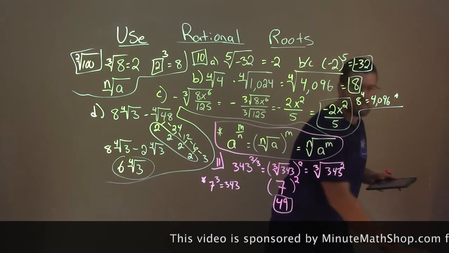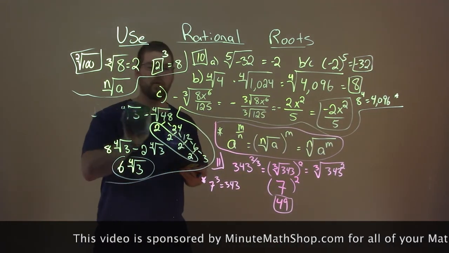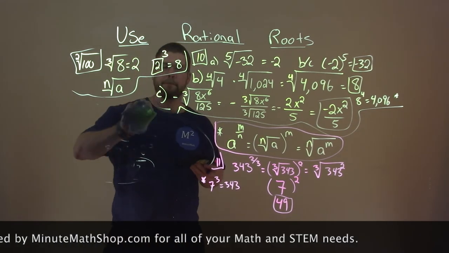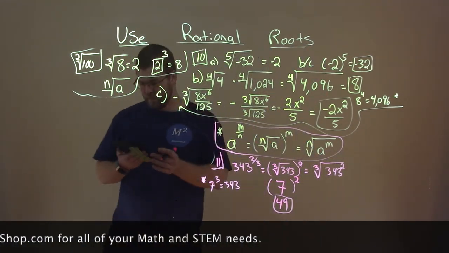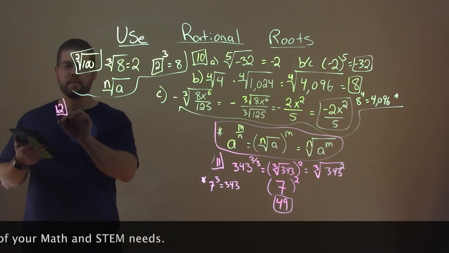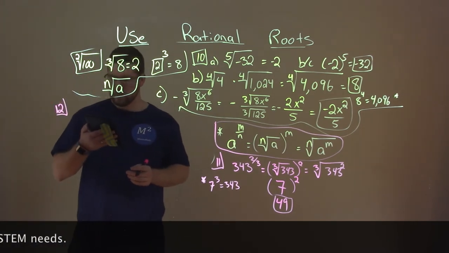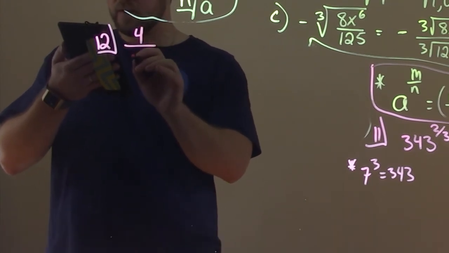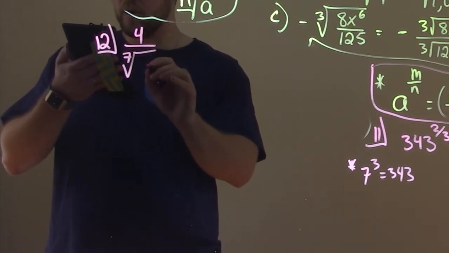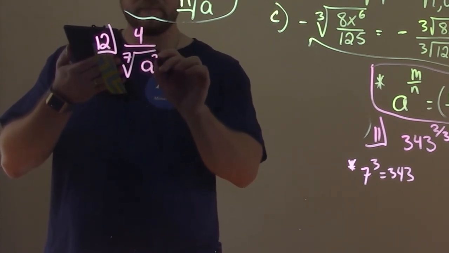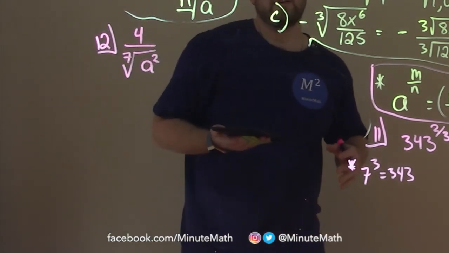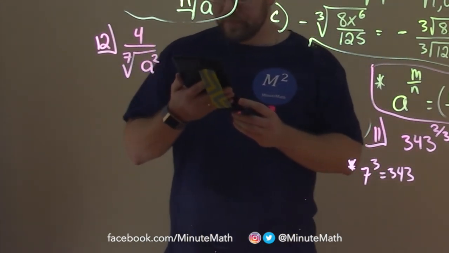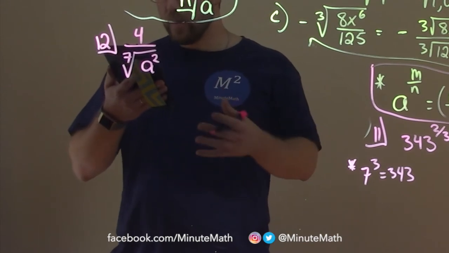Now I'm going to erase some stuff here so we can do one more of these rules. Okay, so bear with me. So number 12, let's try this again. We have 4 over the 7th root of a squared. Okay? And we want to write this as a rational exponent, with fractions. Well, a few things here. How can we break this down?